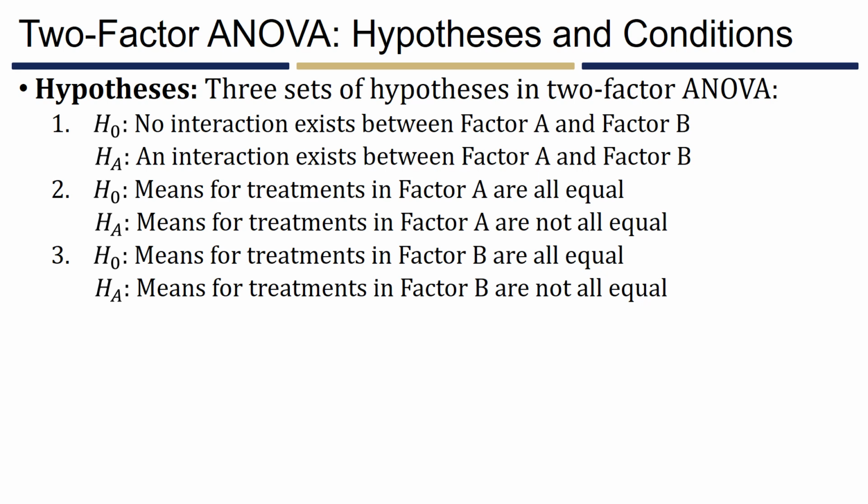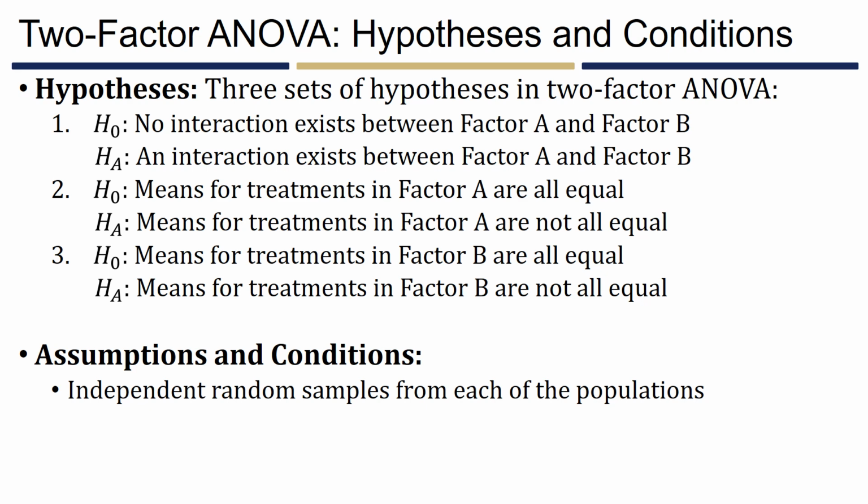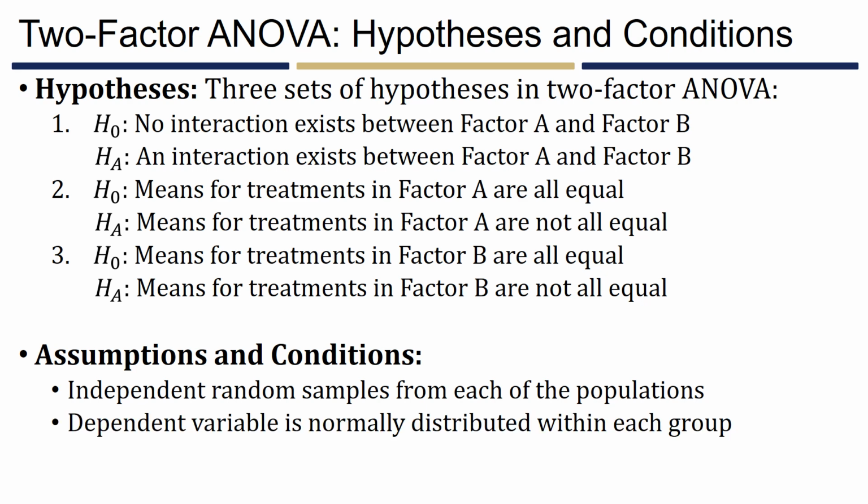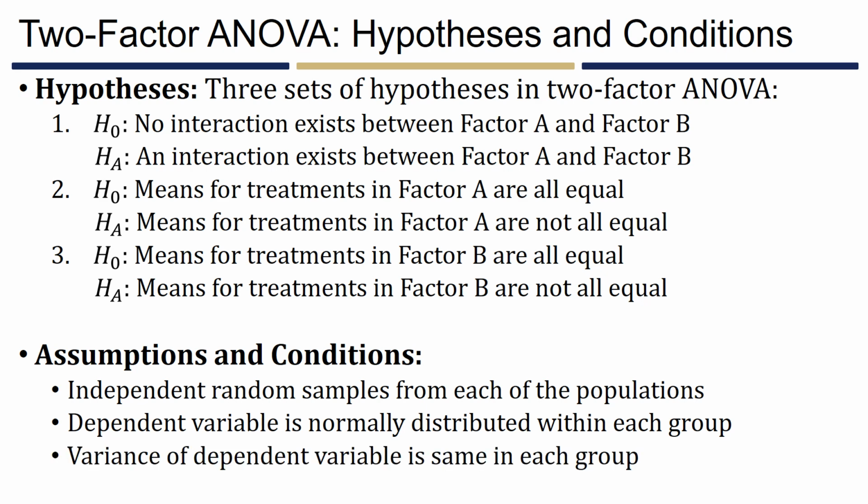In terms of assumptions and conditions, we need to make sure we have independent random samples from each of the populations. We need to make sure that the dependent variable is normally distributed within each group. And we need the variance of the dependent variable to be about the same in each group.